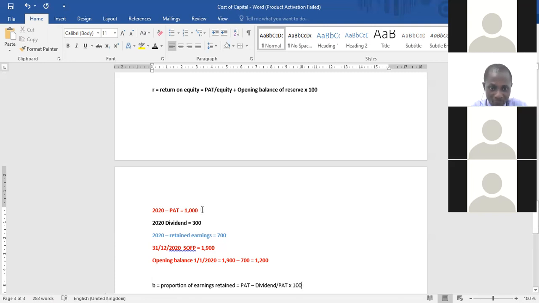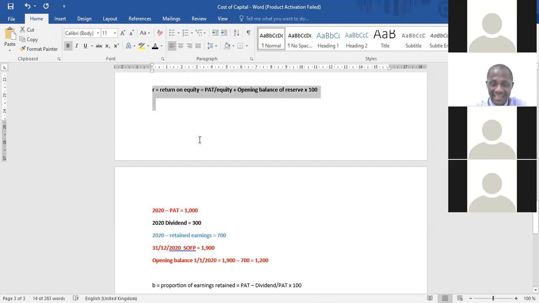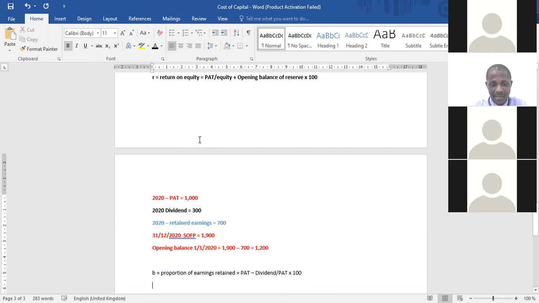Now look at it. Here we made a profit of 1,000, and we pay dividend of 300. So our retaining is 700. If I want to get the proportion of earnings retained, I will just say 700 over profit after tax. So when I multiply that proportion of earnings retained by the return on equity, I get my growth rate. It's as simple as that.